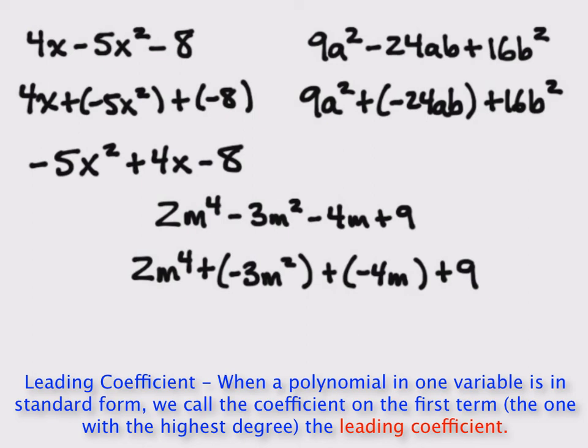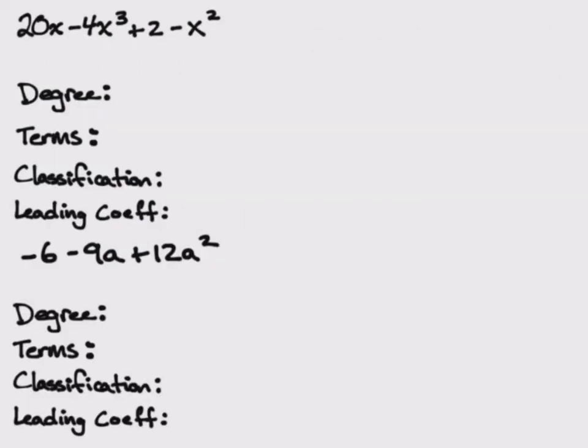Now, for the most part, we're going to be dealing with polynomials that have just one variable in them. So let's take a look at a couple examples of such polynomials and practice putting them into standard form, finding the degree of the polynomial, indicating each term, classifying the polynomial with regard to its degree and the number of terms, and finding the leading coefficient. We'll do 2 together, and then I'll have you do 4 on your own. So for instance, 20x minus 4x to the third plus 2 minus x squared.